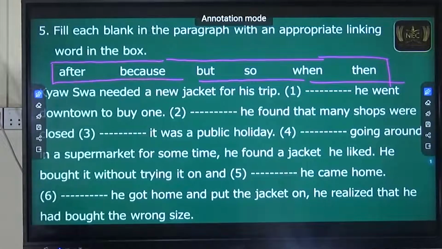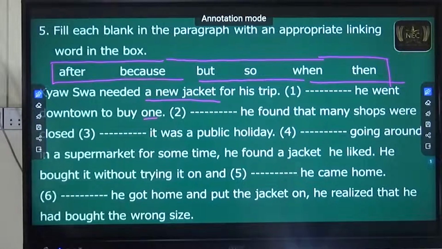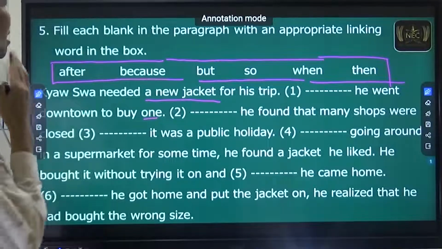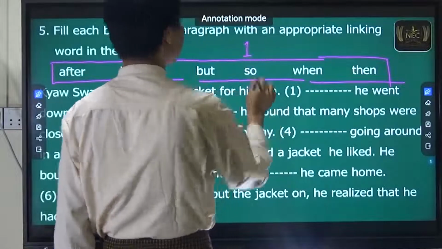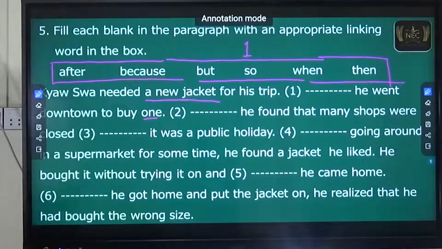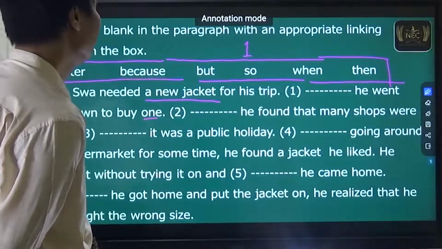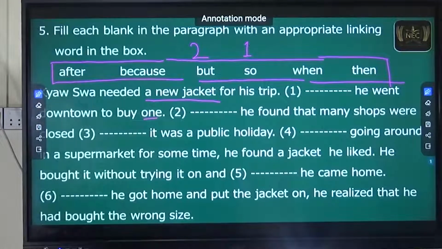Joshua needed a new jacket for his trip. He went downtown to buy a new jacket, and he found that many shops were closed.